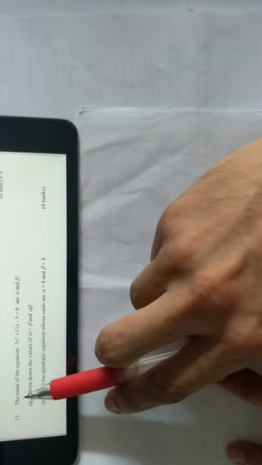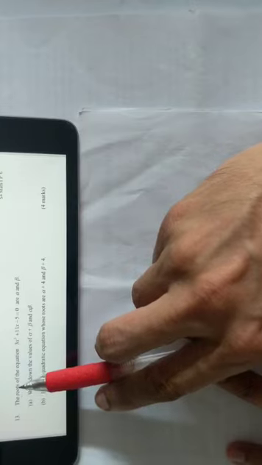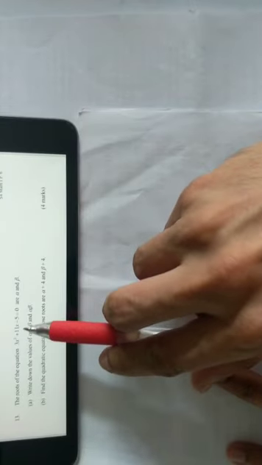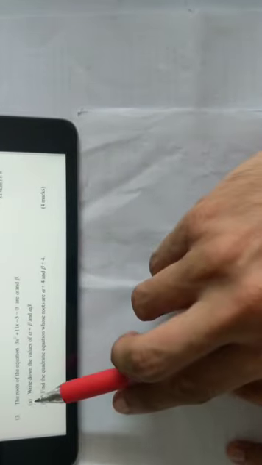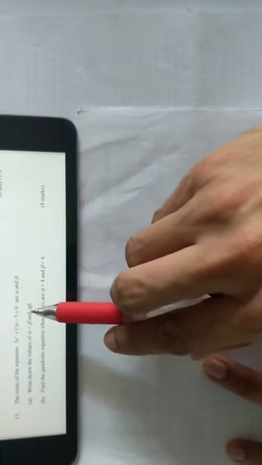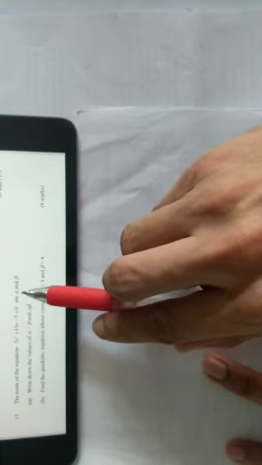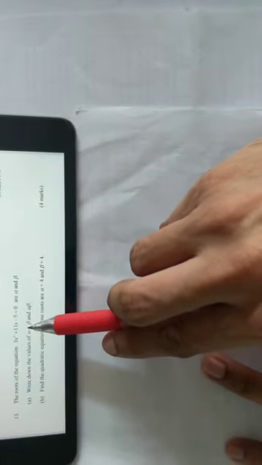Okay, for question number 13, you have saying that the roots of this equation are alpha and beta. So these two are the roots of this equation. They're asking you to write down the value of alpha plus beta and alpha beta. So alpha plus beta is adding these two roots together. So we are talking about sum of roots.